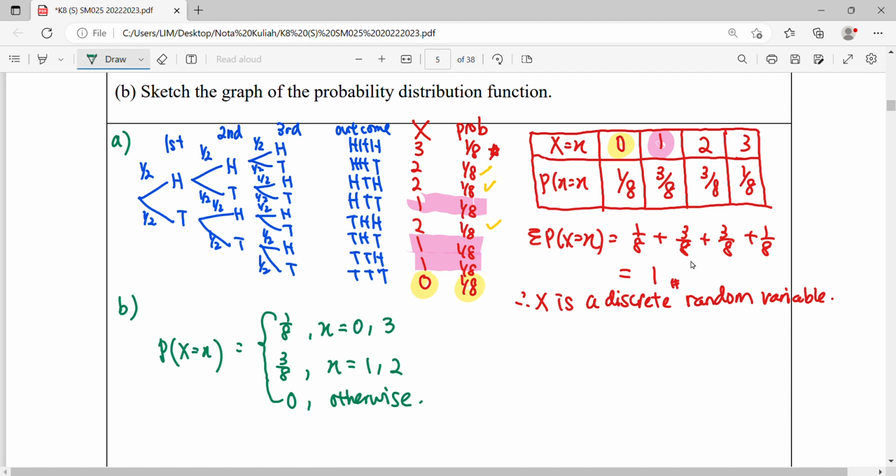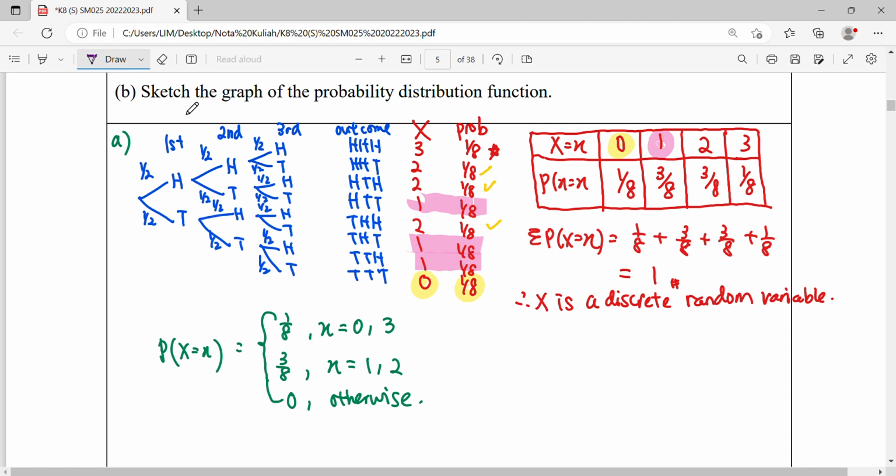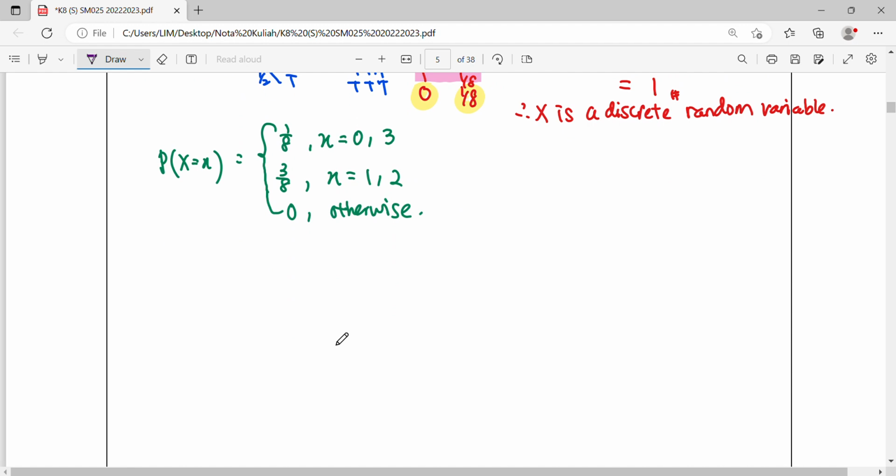Then for question B. The question asks us to sketch the graph for this probability distribution function. This is a discrete graph. So you always remember, if it is a discrete graph, the shape is like lamp posts, 1, 1, 1, because the discrete random variable is 1, 1, 1. There is nothing crossing horizontally. When it is crossing, it means the random variable is already continuous, with decimal points in between. Our results are 0, 1, 2, so there is no crossing like this.